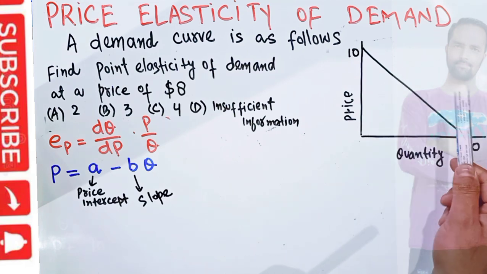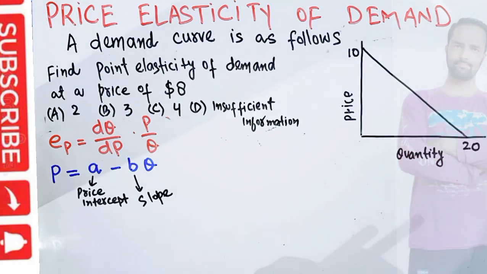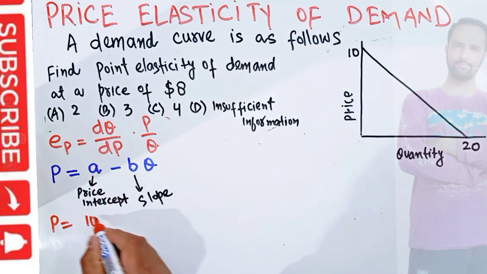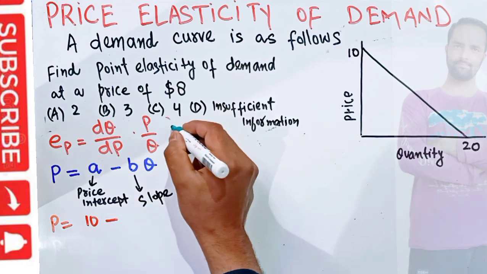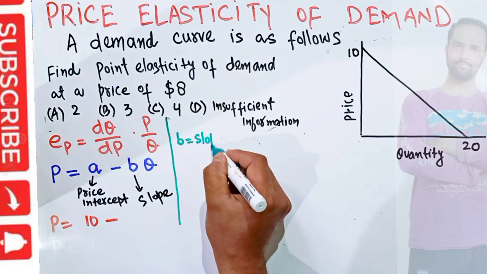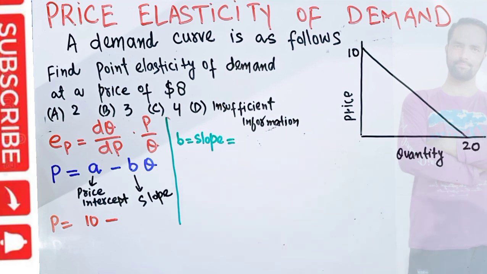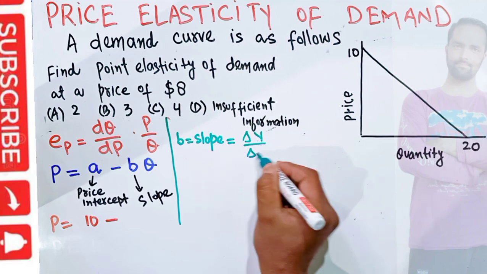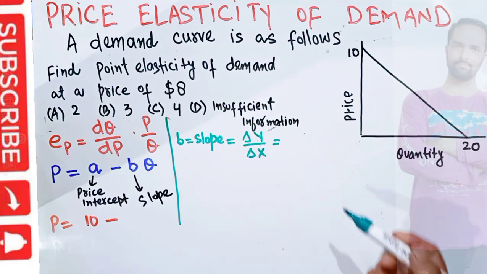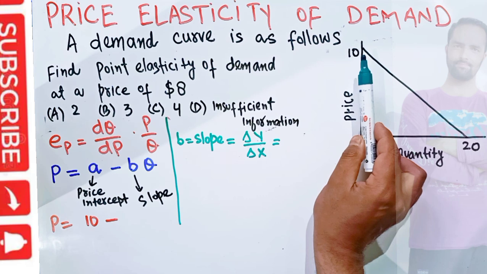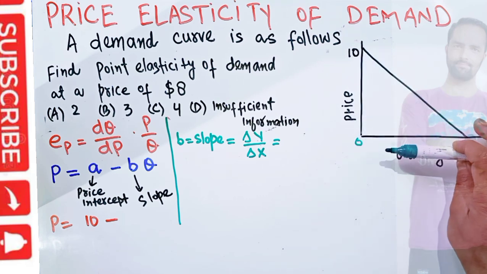Here, what is the point where this demand curve touches the vertical axis? It is 10. That means our P will be equal to, so the value of A is 10, minus B, where B is the slope. And what is slope? Slope, which is B, is simply change in y-axis divided by change in x-axis. Or we say it rise over run.